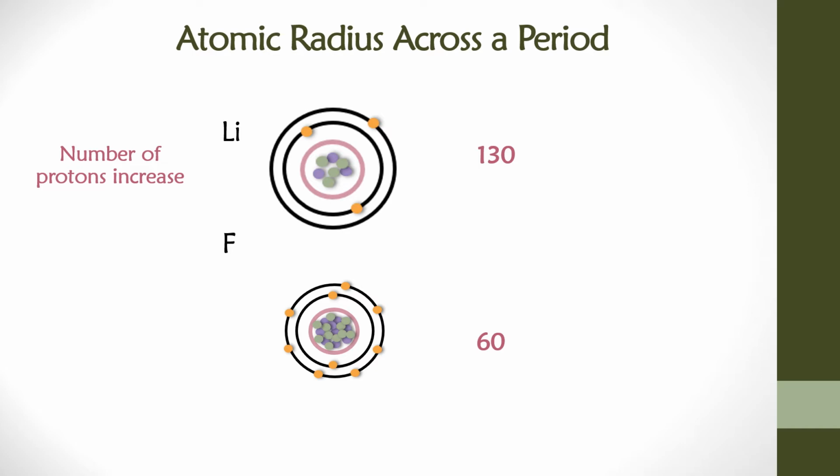Now, because of that increased number of protons, there is a stronger nucleus pull on the electrons. So the nucleus is pulling the electrons very, very strongly now, and that actually decreases the atomic radius, which is why as we go across the period, the atomic radius decreases. So now you guys know how we got that trend that we saw in the beginning.